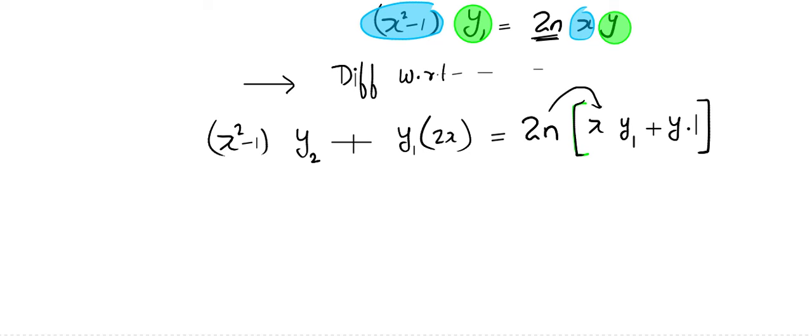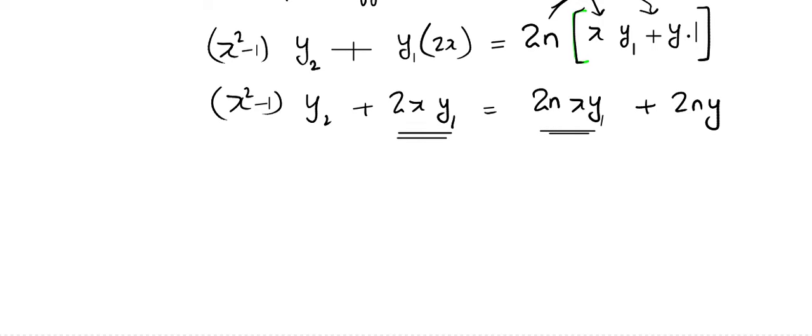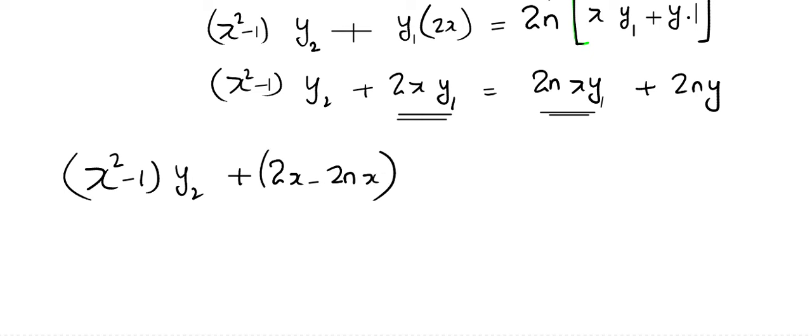So we are almost done. Now we have to distribute this 2n. So (x square minus 1) into y2 plus 2x into y1 is equal to 2nx y1 plus 2ny. Now we are going to combine this and this. We will take everything to the left, and (x square minus 1) into y2 plus, you can see that 2 is common, y1 is common, so I'll leave it like (2x minus 2n) into y1.